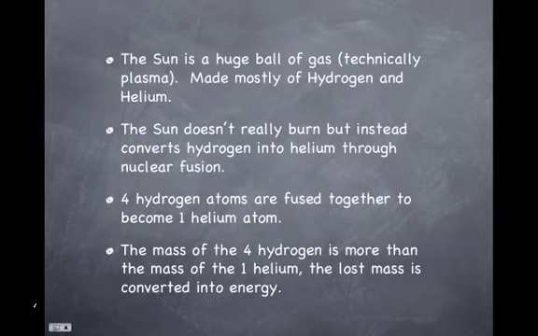Now, the sun is a huge ball of gas, technically plasma, which is the fourth state of matter, which is very excited gas, made mostly of hydrogen and helium. And most stars are made of hydrogen and helium. Hydrogen is the number one element in the universe.